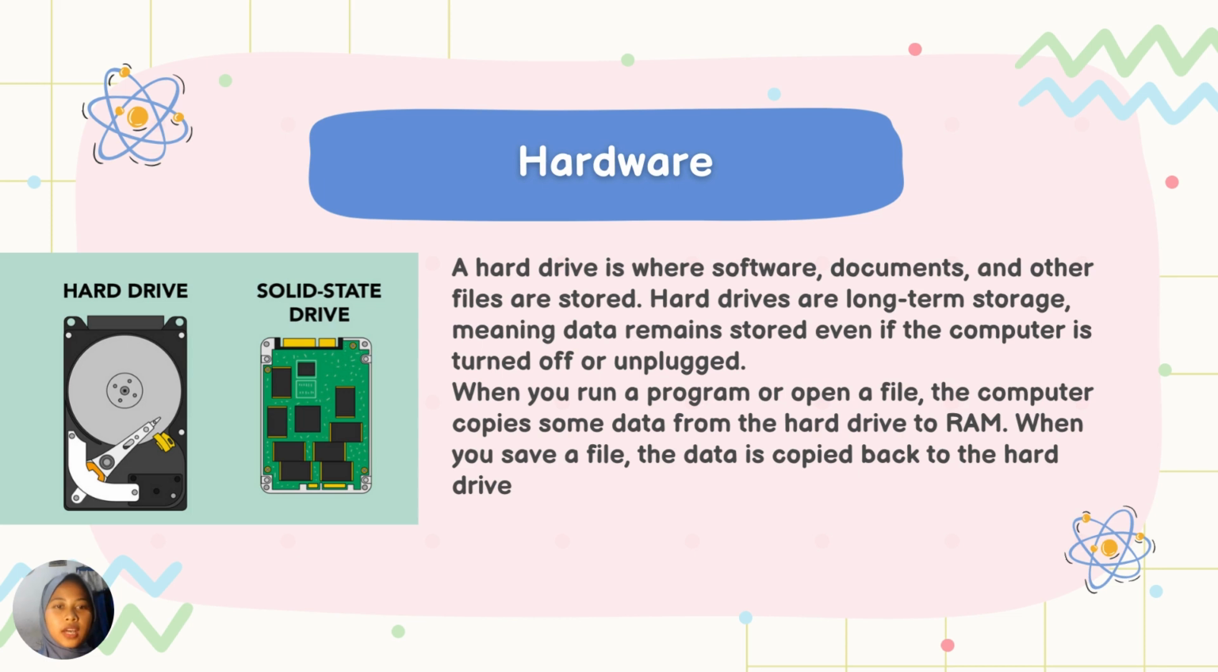Next, the hard drive. A hard drive is where software, documents, and other files are stored. A hard drive is long-term storage, meaning data remains stored even if the computer is turned off or unplugged. When you run a program or open a file, the computer copies some data from the hard drive to RAM. When you save a file, the data is copied back to the hard drive.